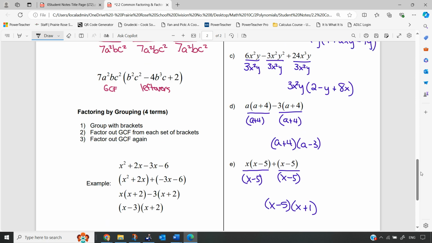For part C, my GCF was 3x squared y. Dividing the first term leaves me with 2. Dividing the second term leaves me with a negative y. And dividing the third term leaves me with an 8x.